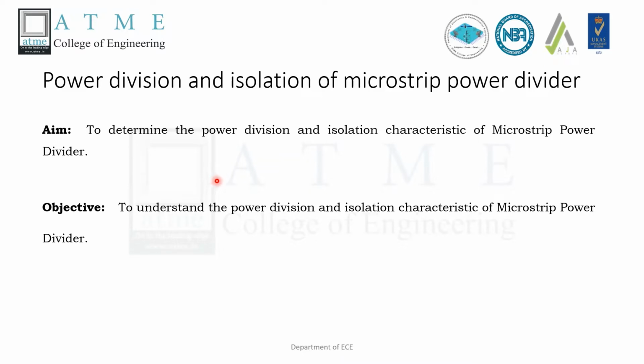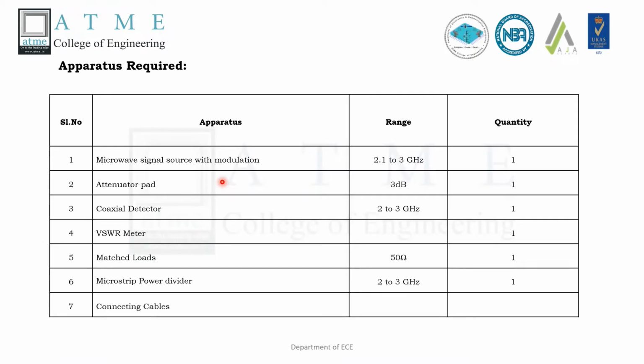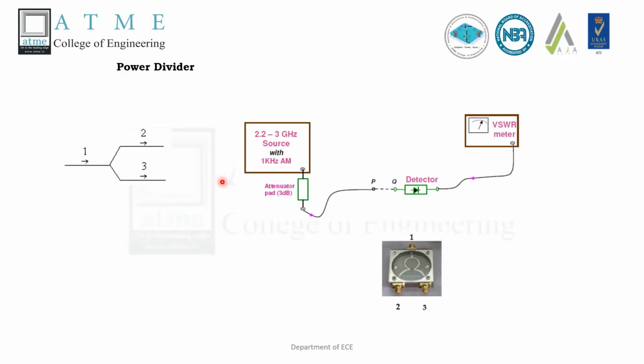The apparatus required are a microwave signal source with modulation ranging from 2.1 to 3 GHz, a 3 dB attenuator pad, a 2 to 3 GHz coaxial detector, a VSWR meter, 50 ohm matched loads, a 2 to 3 GHz microstrip power divider and connecting cables.